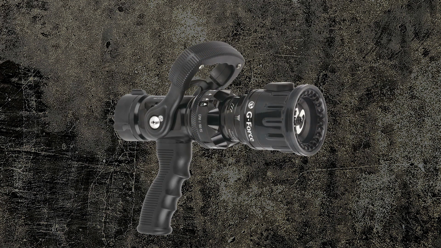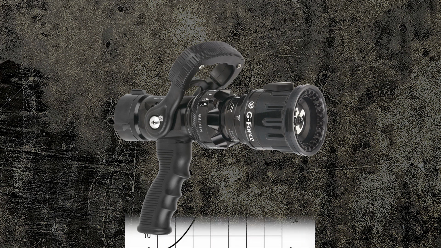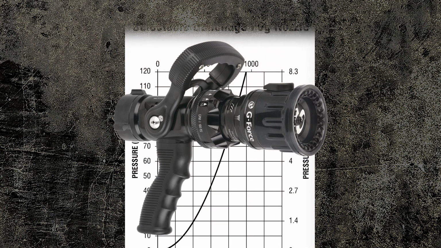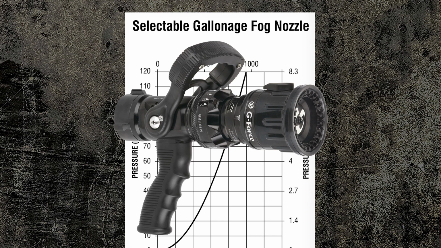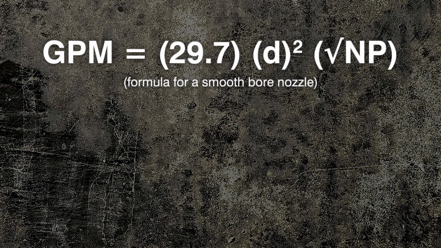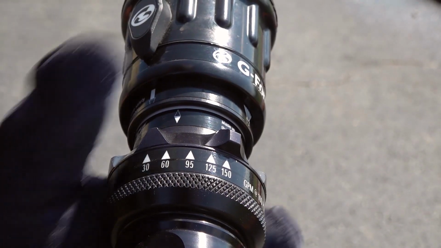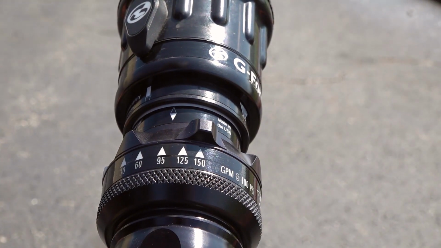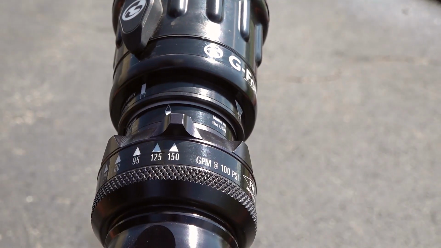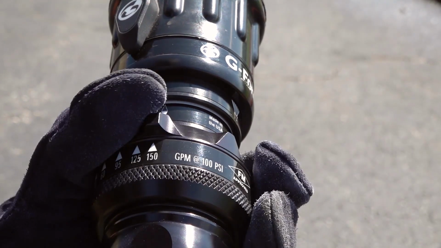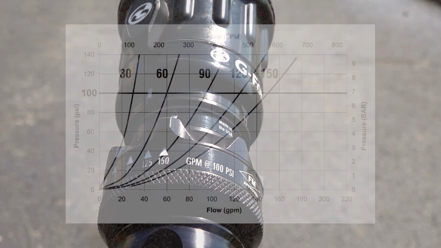In this episode, we will use a selectable GPM fog nozzle to show that it is really the same as a collection of different sized smoothbore nozzles. A selectable GPM fog nozzle also follows the same smoothbore flow formula and reacts the same when pressure and flows change on the fireground. A selectable GPM nozzle has a selector ring that allows you to manually select an orifice size that will match a certain flow and pressure.